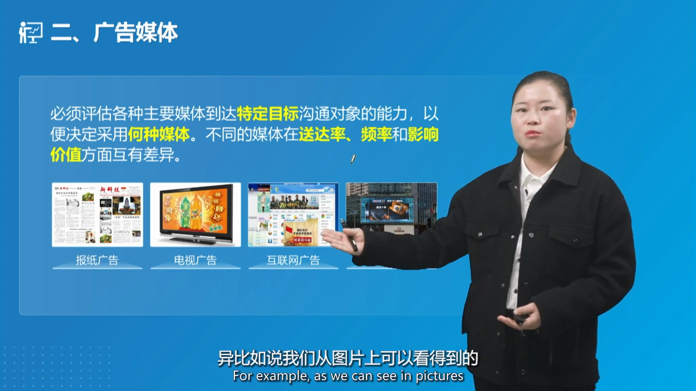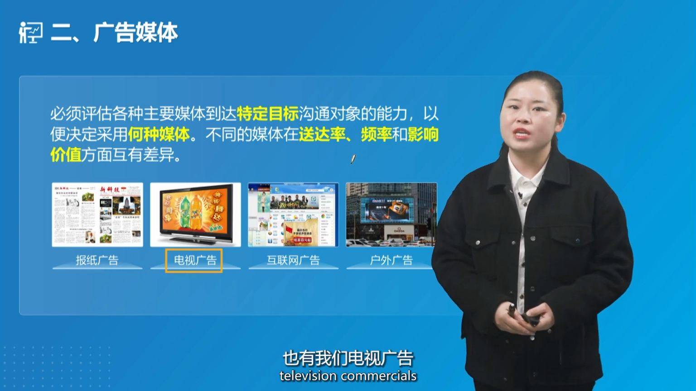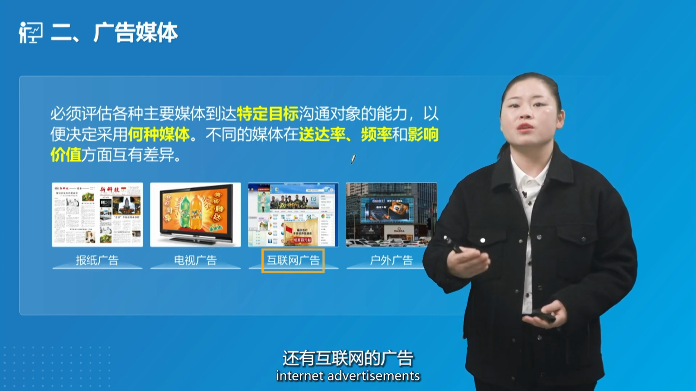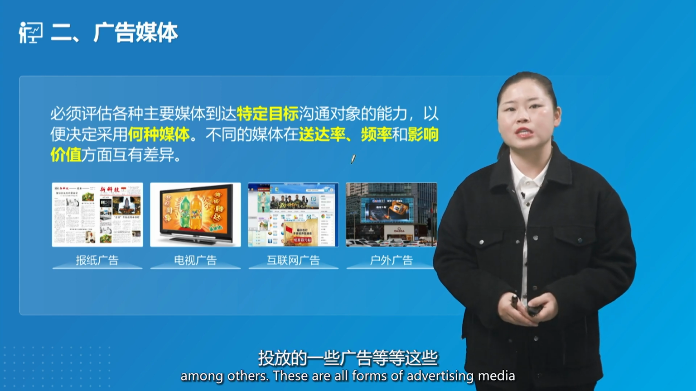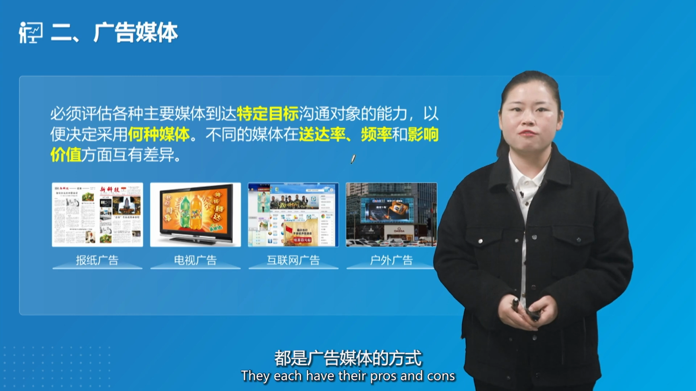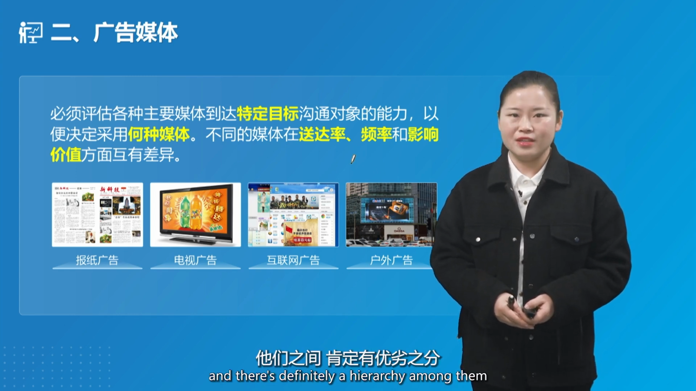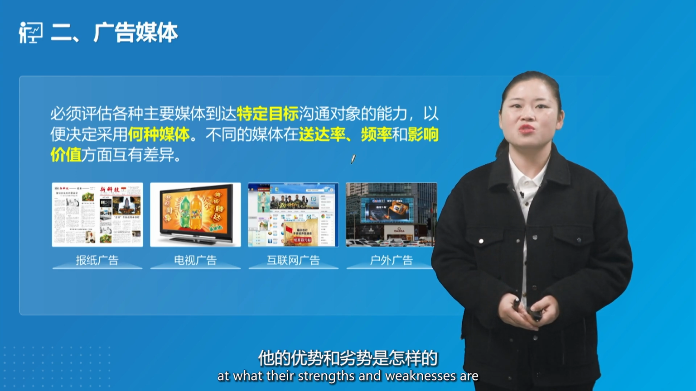For example, as we can see in pictures, there are traditional print media, television commercials, internet advertisements, and ads displayed on outdoor screens, among others. These are all forms of advertising media. They each have their pros and cons, and there's definitely a hierarchy among them. Let's take a look at what their strengths and weaknesses are.